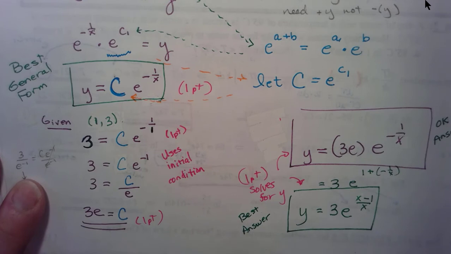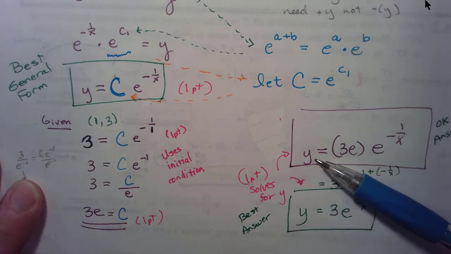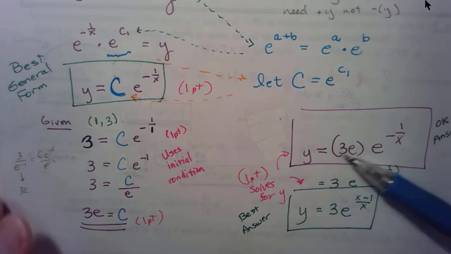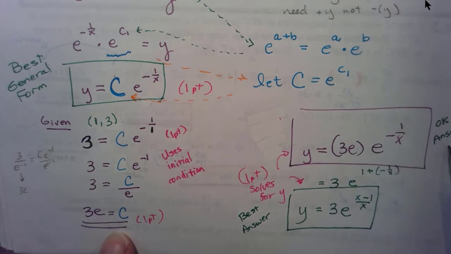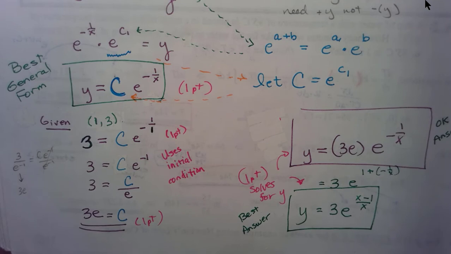Okay, it says find the equation of the curve. That means solve it for y. So y is equal to, here's my c, e to the negative 1 over x. That's an okay answer. Right? But if we think about this, this is e to the 1 times e to the negative 1 over x. So that's e to the 1 plus negative 1 over x, which becomes this. That is your best answer.